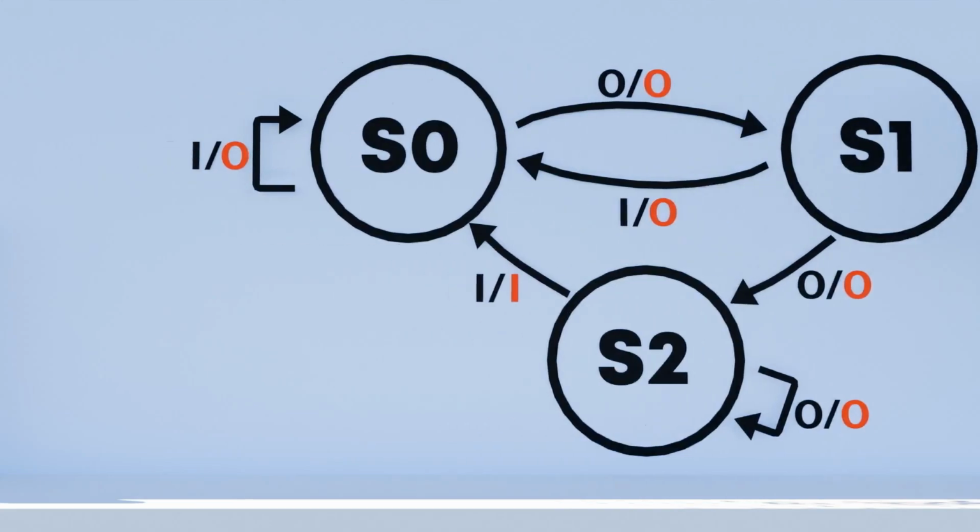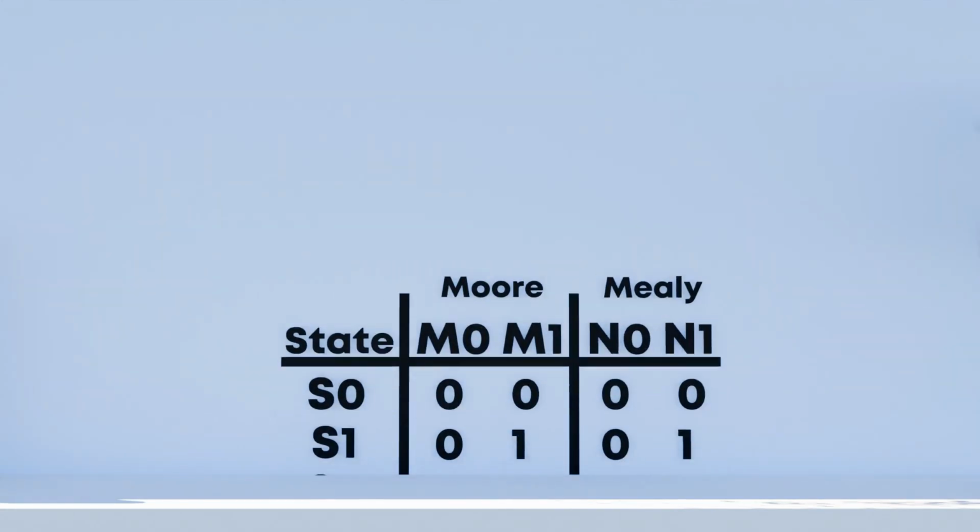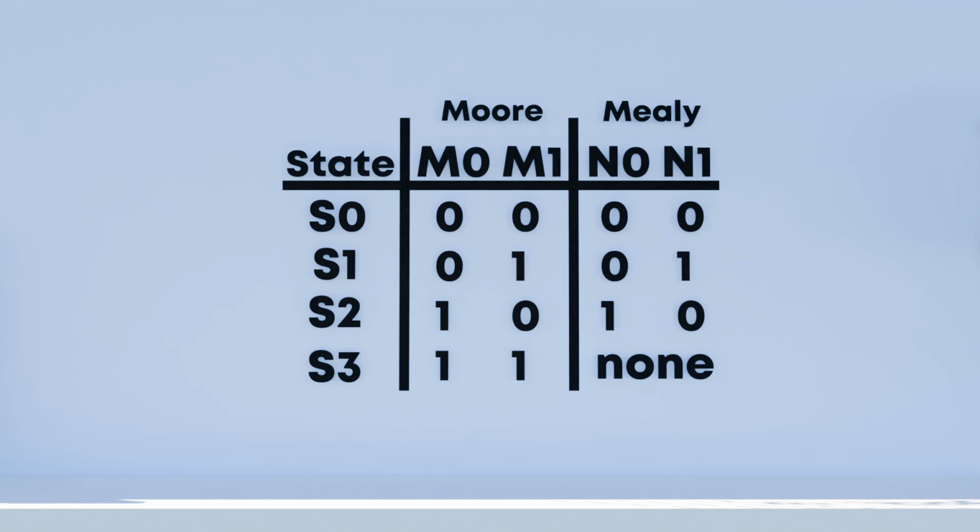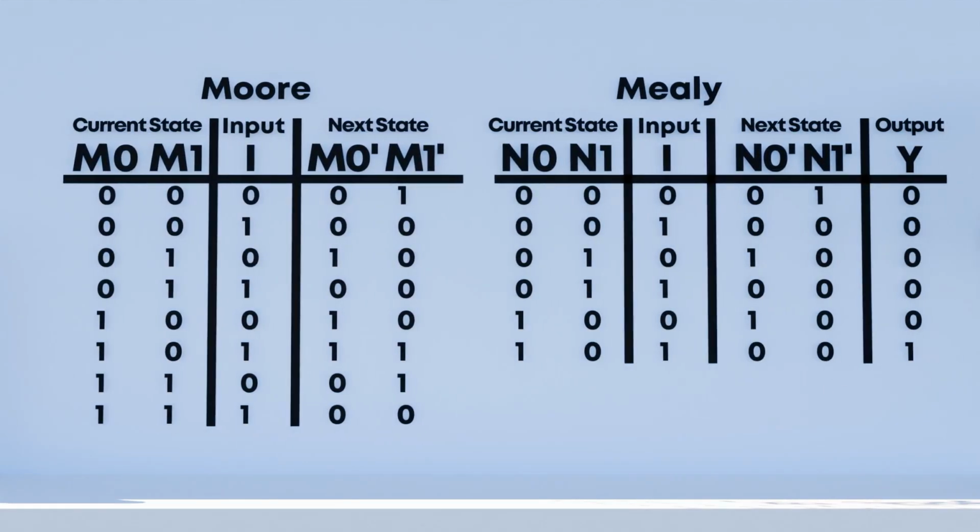As before, to make a circuit for these finite state machines, we just encode the states using M0 and M1 for the Moore machine, and N0 and N1 for the Mealy machine. We then just make a state transition table for both. For the Mealy machine, we also add a column for the output Y, since that also depends on the inputs.